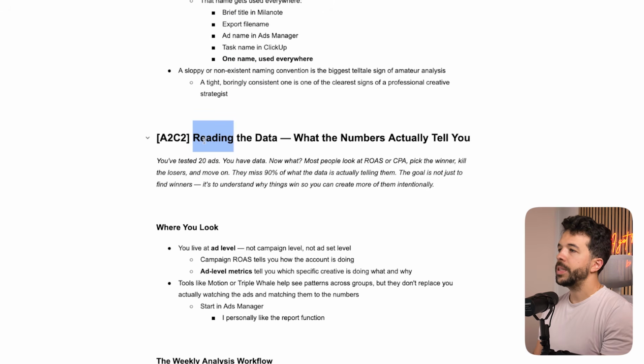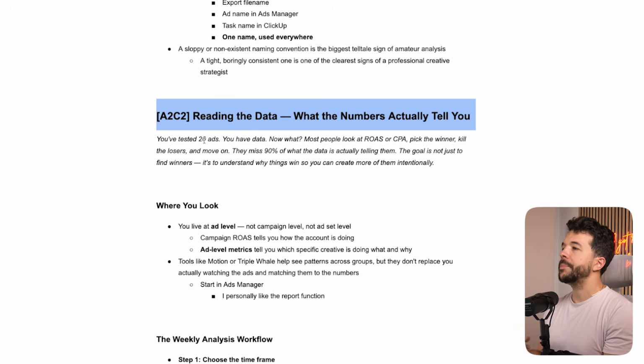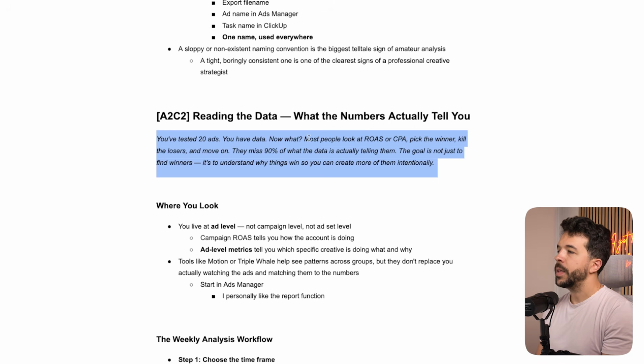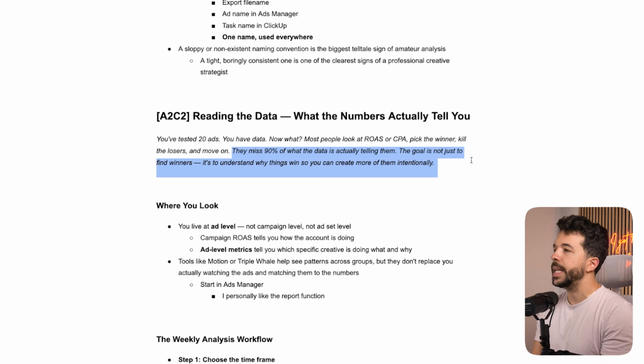Then chapter 2 is reading the data. So what the numbers actually tell you. Let's say you've tested 20 ads, you have the data, now what happens? Most people look at ROAS and CPA, pick the winner, kill the losers, and move on. That misses 90% of what the data is actually telling them. The goal is not just to find winners, it's to understand why things win so you can create more of them intentionally.